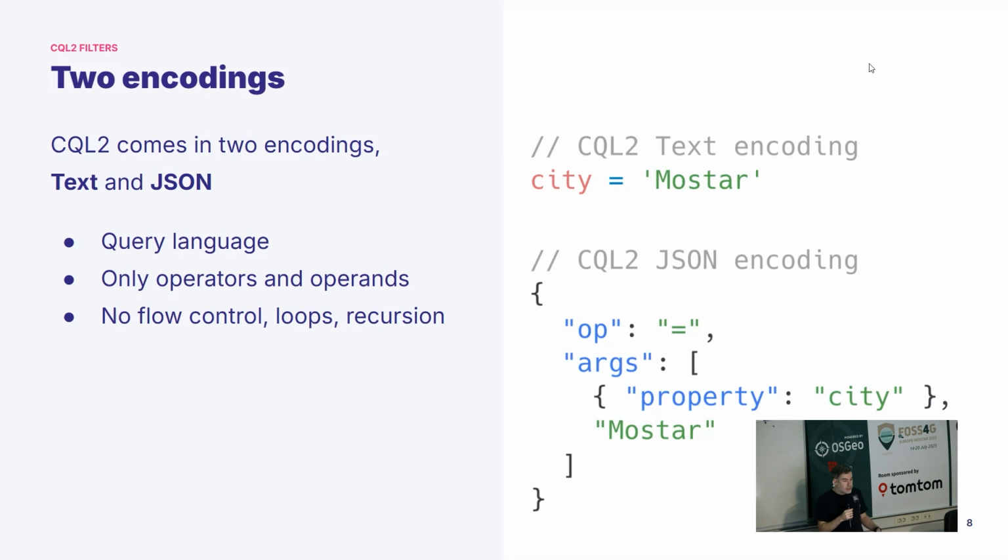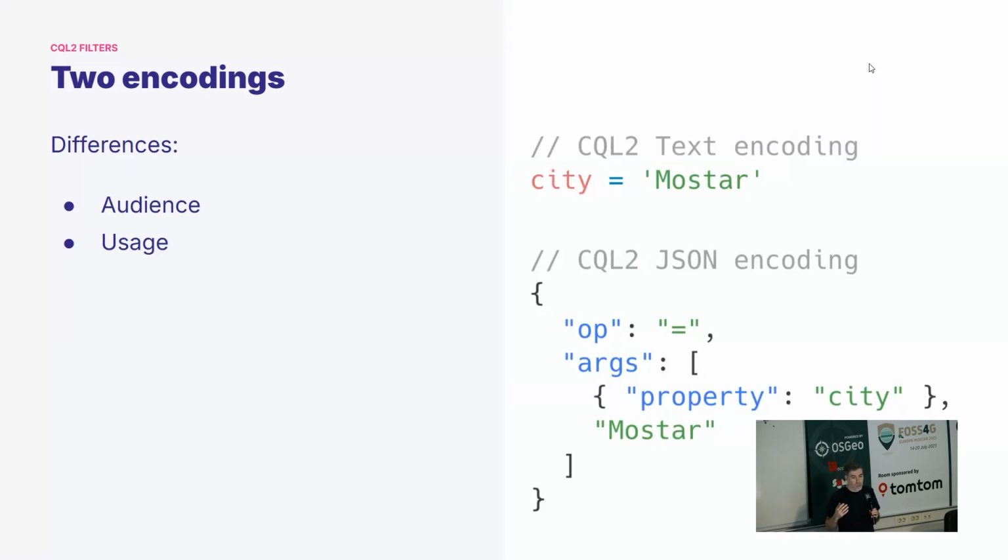Other than that, there are no flow controls or loops. This is an expression language only. It doesn't have statements, so you can't declare a new variable. You can use variables, and I will talk about it. There are no loops or recursion and stuff like that. So it's a very easy query language.